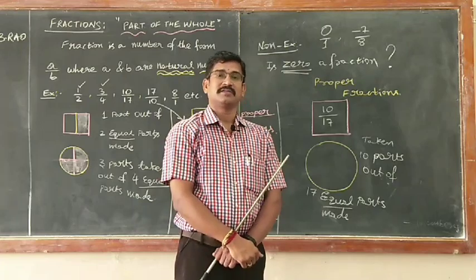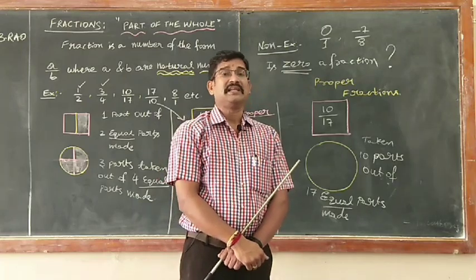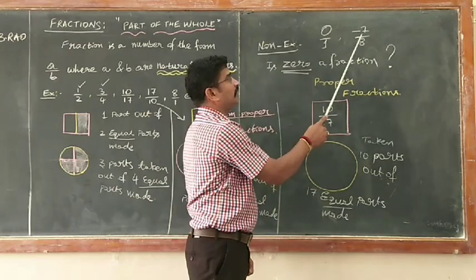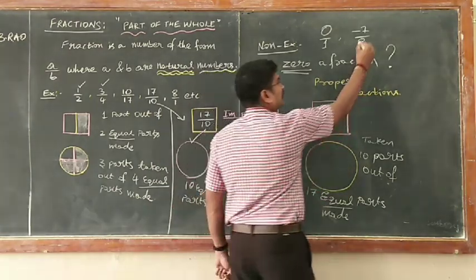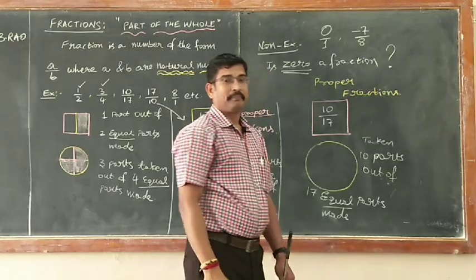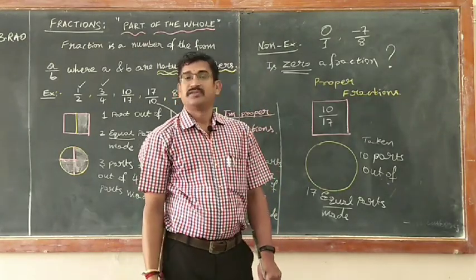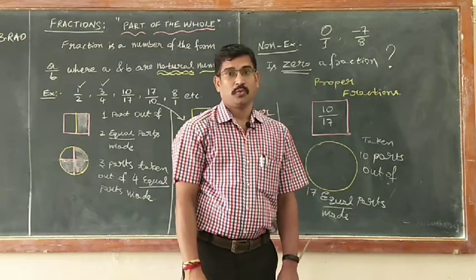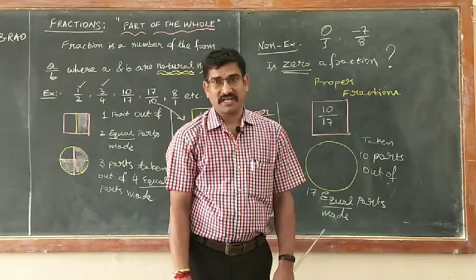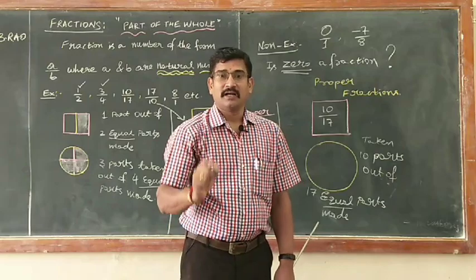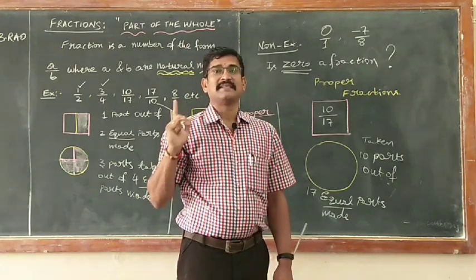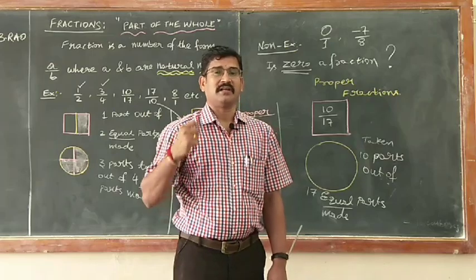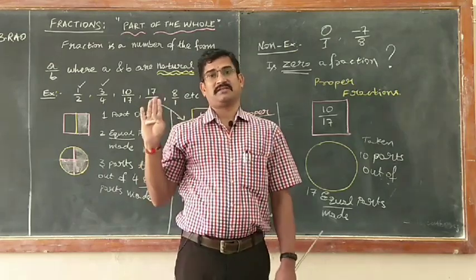No. Why? Because minus 7 is an integer, not a natural number. Therefore, it is also not a fraction. So, children, we will sum it up by telling 0 is not a fraction and all the negative numbers are not fractions. Fractions are a little more than 0. So, whatever the positive number which is a little more than 0 are fractions.